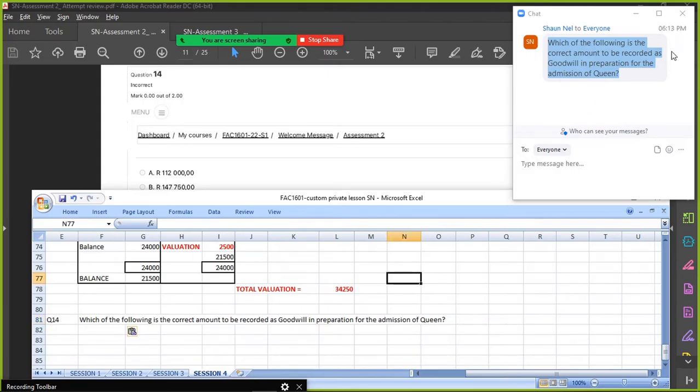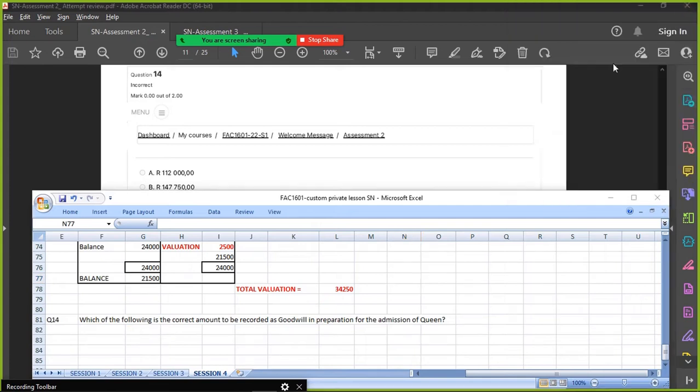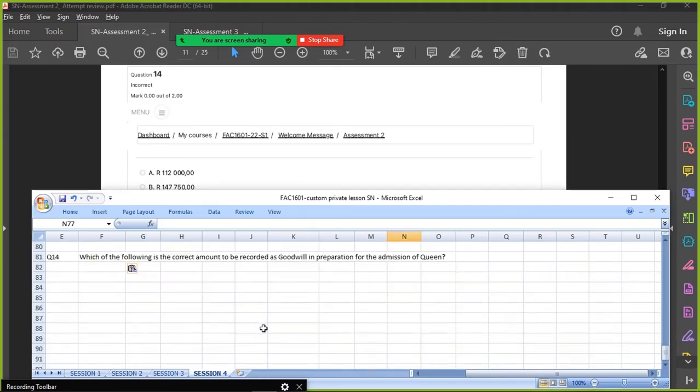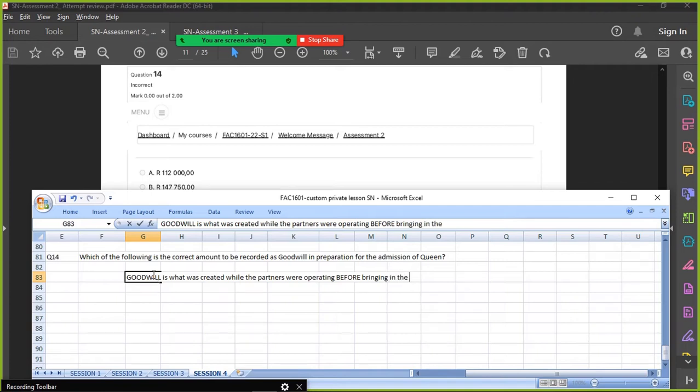Just if I want to be a part of a partnership that I'm not yet a part of, I need to contribute something to the partnership to get some sort of share of the profit, or take some share of the partnership. No, not quite. Okay, that understanding is incorrect. Goodwill is what was created while the partners were operating before bringing in the new partner.